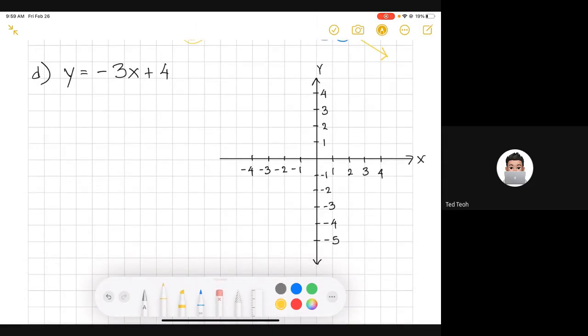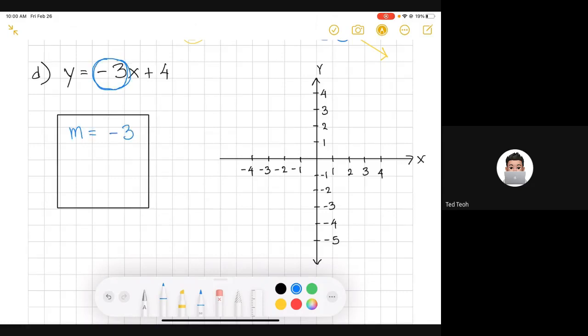Okay, and in this scenario, you're going to notice that I don't have a fraction for slope. Okay, so my slope is just -3. So I'm just going to write here m equals -3. All right, now my y-intercept is +4, so I'm just going to write here +4. So step one is done. Step two is to plot your y-intercept on the graph. Make sure you plot it on the y-axis.